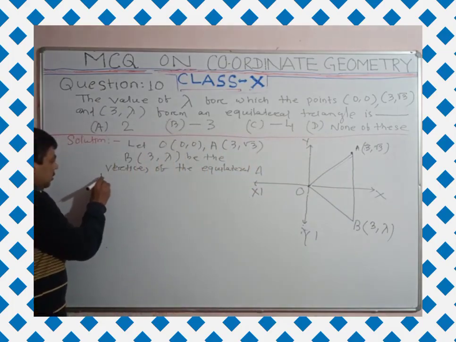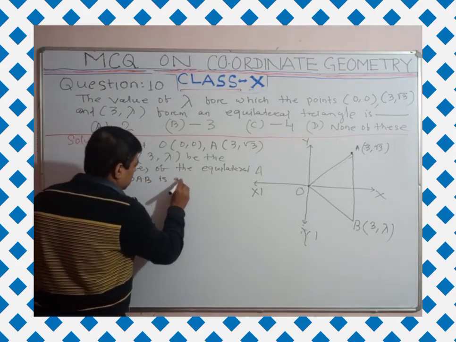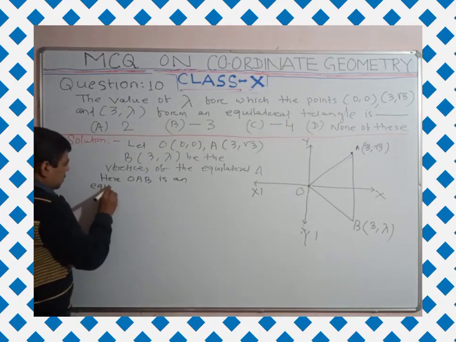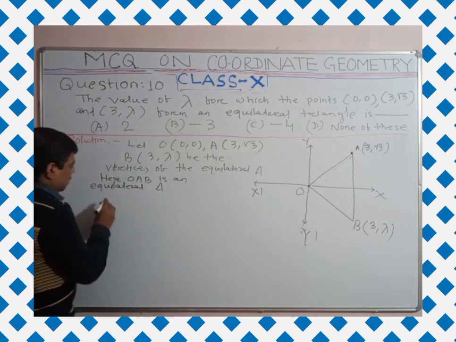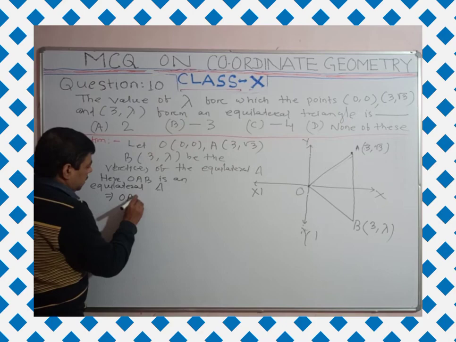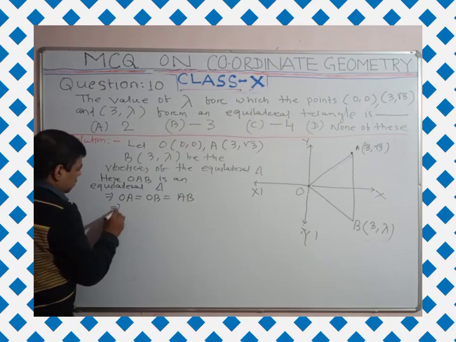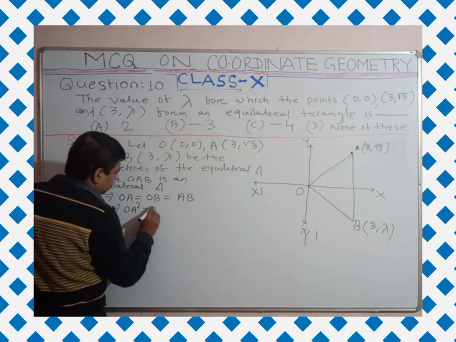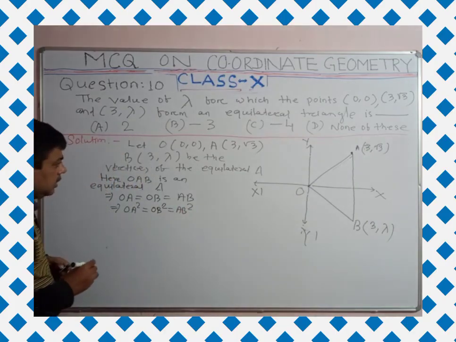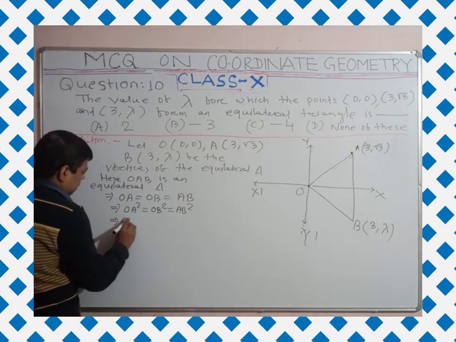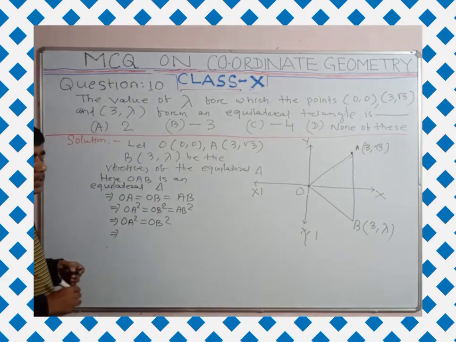Here OAB is an equilateral triangle. So according to the condition of the equilateral triangle, three sides are equal. So OA is equal to OB is equal to what? AB. These sides are equal, or we can square both sides: OA square equals OB square. So you have to use the distance formula. So what is the distance formula?